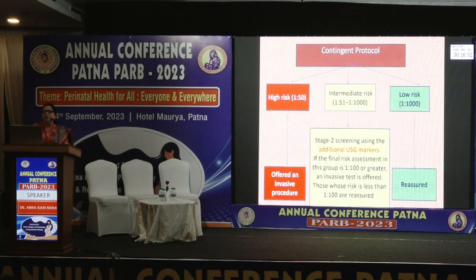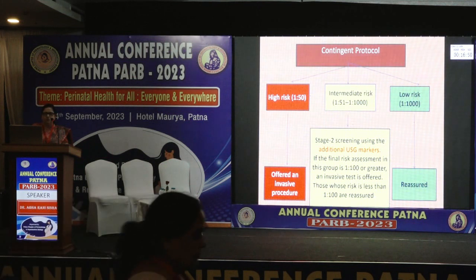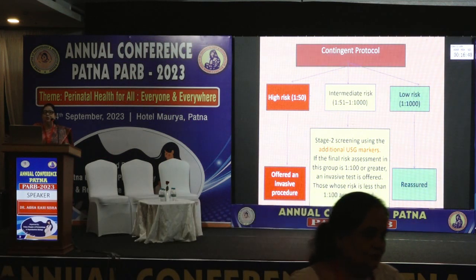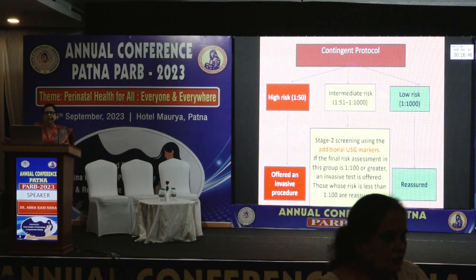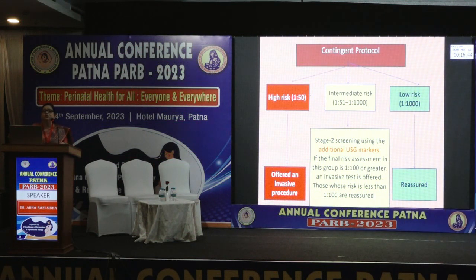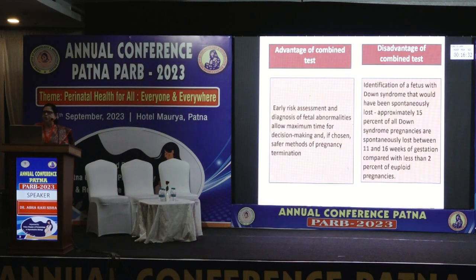Now, contingent protocol, as Dr. Kushagrati Ghosh has said, is not the evidence-based thing to do. But still, if we get a report, like if it is 1:51 to 1:1000, initially we used to go with the quadruple test, but I will not go for it because we are not doing it at this moment. It is out of practice.